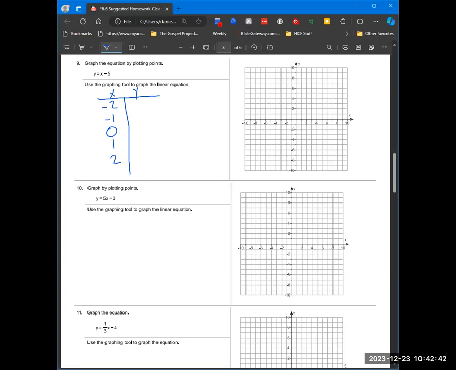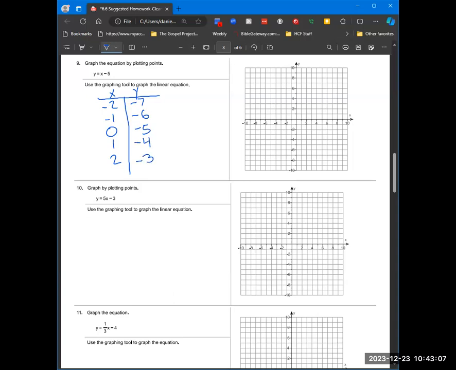I really only need 2 points to determine the line, but the more points that I get, usually the better my line is going to look when I connect the dots. So -2 minus 5 is -7, -1 minus 5 is -6, 0 minus 5 is -5, 1 minus 5 is -4, and 2 minus 5 is -3.